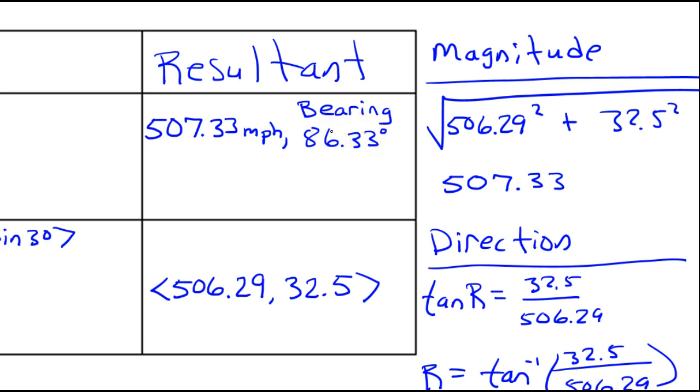Now it's crucial that you actually use the word bearing. If you just say 86.33 degrees, that would mean that you are measuring starting from the positive x-axis and going counterclockwise, which is not what you want. Let's go ahead and put a box around it because that is the final answer.